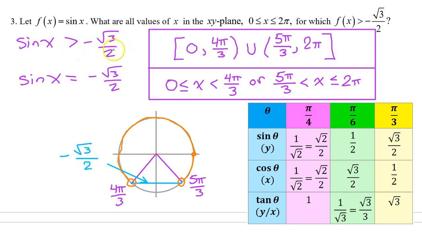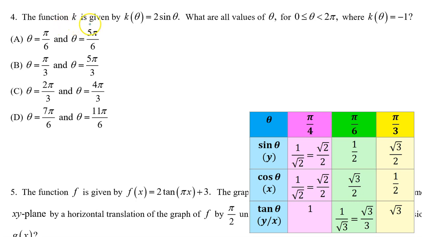Number 4. The function k is given by k of theta equals 2 sine theta. What are all values of theta on the interval from 0 to 2 pi, where k of theta is equal to negative 1? We are looking for where 2 sine theta is equal to negative 1. Let's isolate sine theta by dividing both sides by 2. This gives sine theta is equal to negative 1/2.